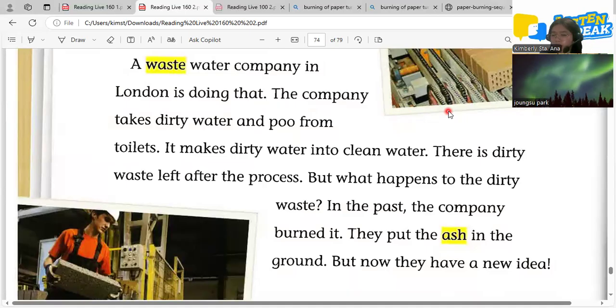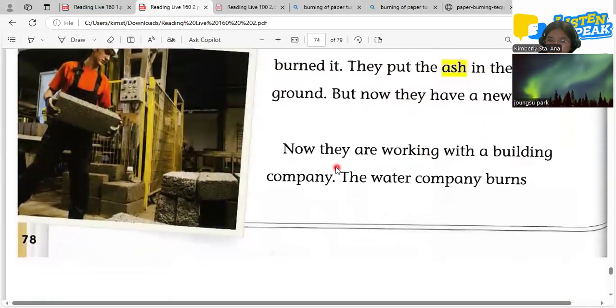Okay. So the waste after cleaning, what do they do to the waste in the past? What do they do in the past, Jimin? In the past, the company burned it. Yes, in the past, the company burned it. But now they've got a new idea. Let's see what will be their next step. Let's read.